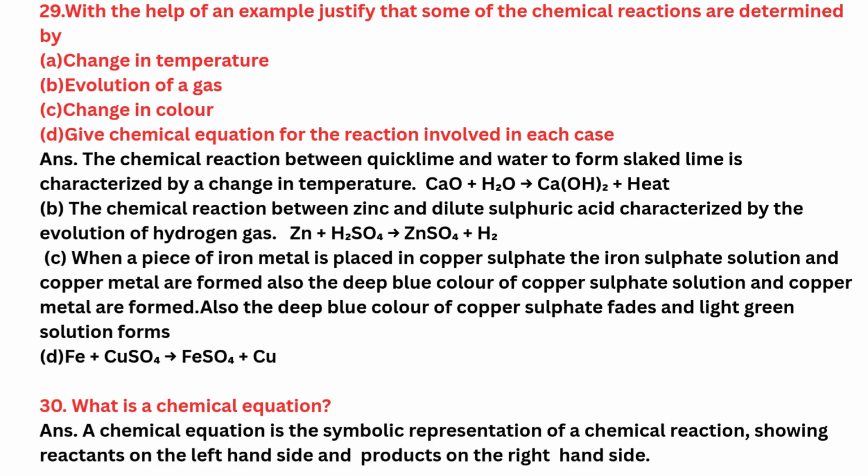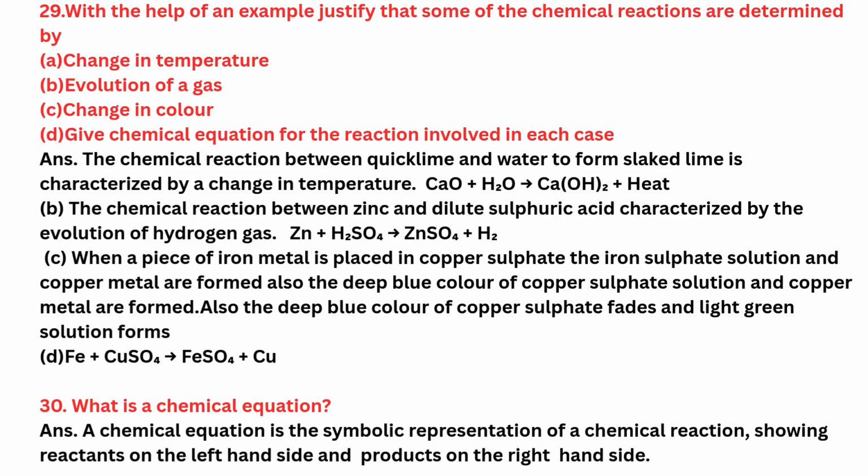B. The chemical reaction between zinc and dilute sulfuric acid is characterized by the evolution of hydrogen gas. Zinc plus sulfuric acid gives zinc sulfate plus hydrogen. C. When a piece of iron metal is placed in copper sulfate, iron sulfate solution and copper metal are formed. Also, the deep blue solution of copper sulfate fades and a light green solution forms. Fe plus CuSO4 gives FeSO4 plus Cu.